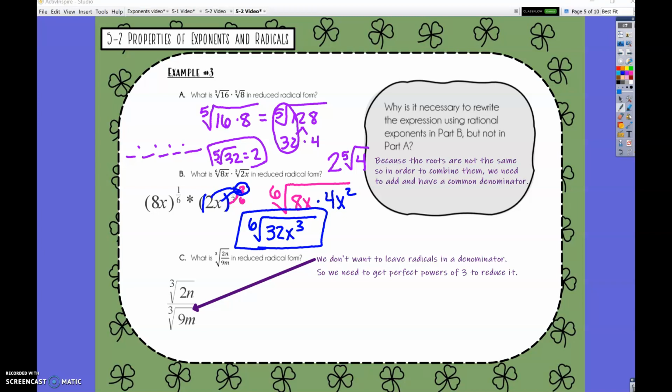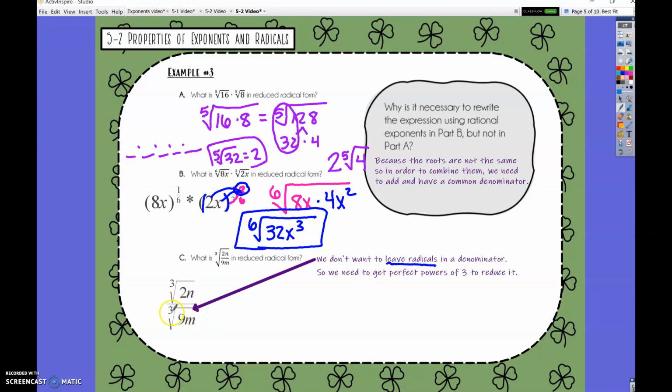Now again, these are a lot of rules, and practice is the best way you're going to get good at these. But if we look at this one, we have a third root of 2n over 9m. We know by our quotient property that we can write them separately, so that's what I've done here. But we do not leave radicals in the denominator. It's a no-no. It's almost as bad as dividing by 0.